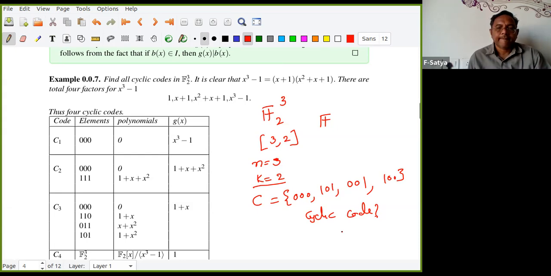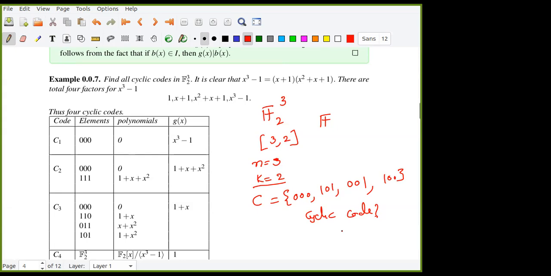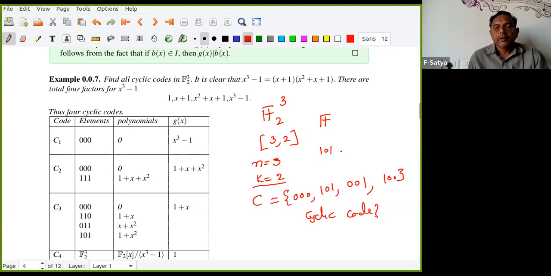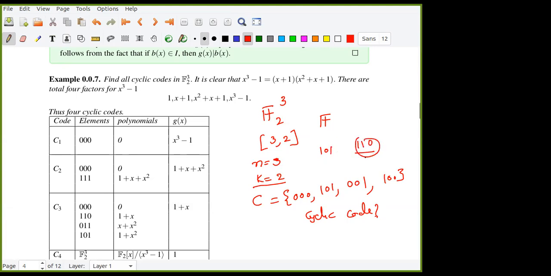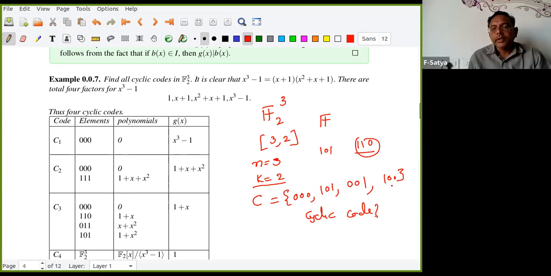No, sir. It is not a cyclic code. Why? Because the second word, which is 101, if I do the right shift, it will be 110. Correct, so it is not there. Or even if you shift again, it will be 010. That is not there, right? So it is not a cyclic code, but it's a linear code. That is what you need to understand. What is the difference between a cyclic code and that?